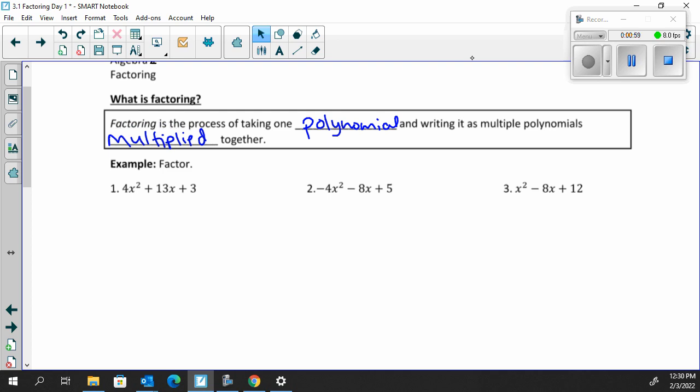Right now we are focusing specifically on quadratic equations, and factoring these in particular, because that's what we've been focusing on. That's what we're going to keep focusing on for a little bit. We're just going to think about quadratics in particular.